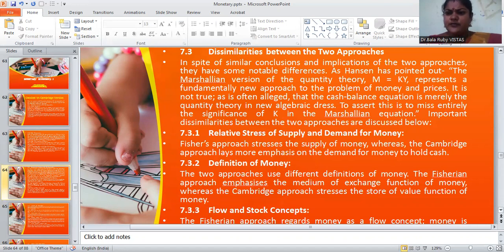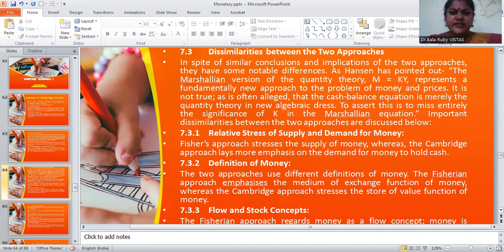As Hansen has pointed out, the Marshallian version of the quantity theory, M is equal to KY, represents a fundamentally new approach to the problem of money and prices. It is not at all true, as is often said, that the cash balance equation is really the quantity theory in new algebraic terms. To assert this is to miss entirely the significance of K in the Marshallian equation. There are some important dissimilarities. Let us concentrate on them one by one.